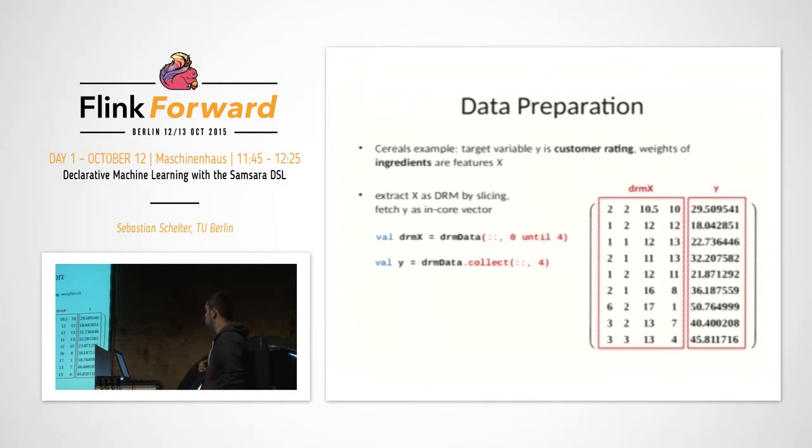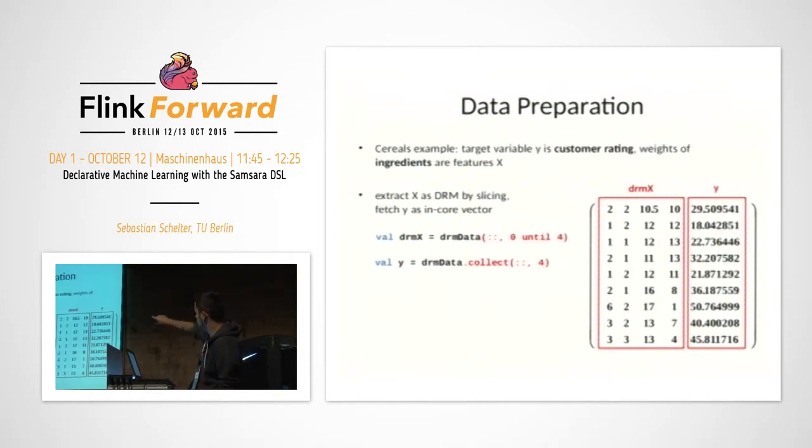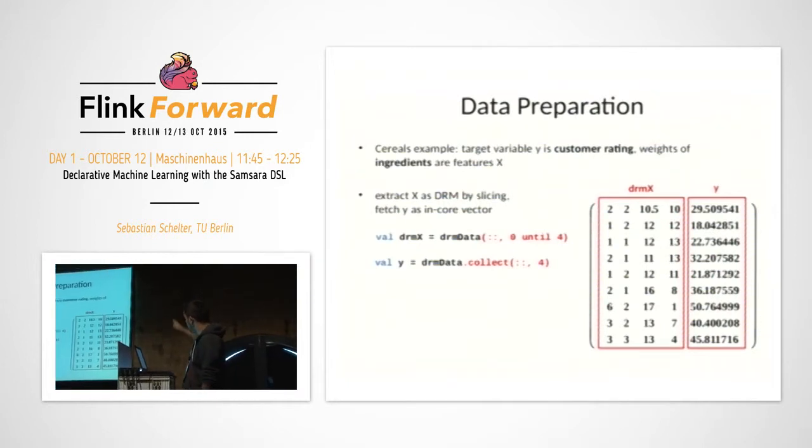Now, the first thing that we need to do is prepare the data a little. So we said the target variable y, which is a vector, is the customer rating. And the weights of the ingredients are the features that live in a matrix X. So from this large matrix that holds all our data, we first slice out X. So we basically take the first 4 columns, so that slice means take all the rows and then the first 4 columns. And we also put the last column into a vector. Just 2 lines of code.